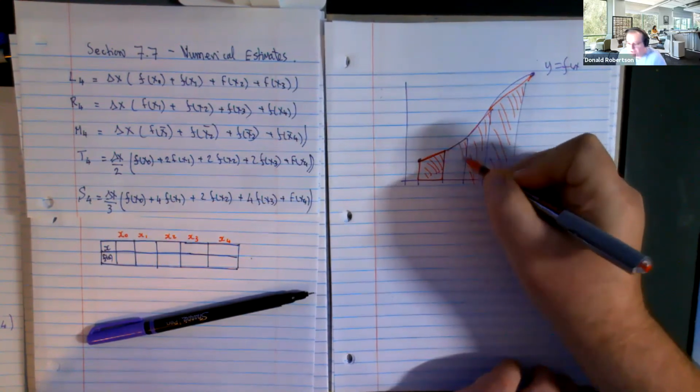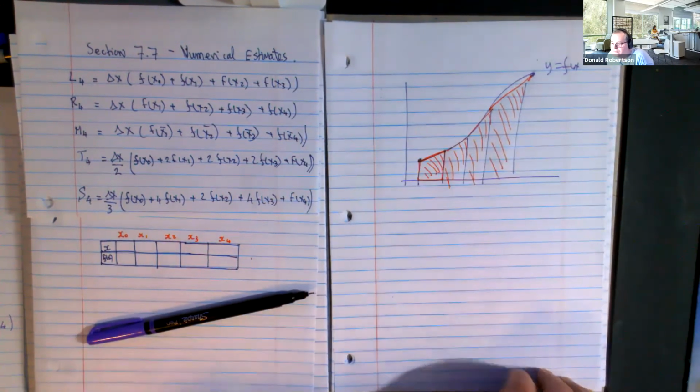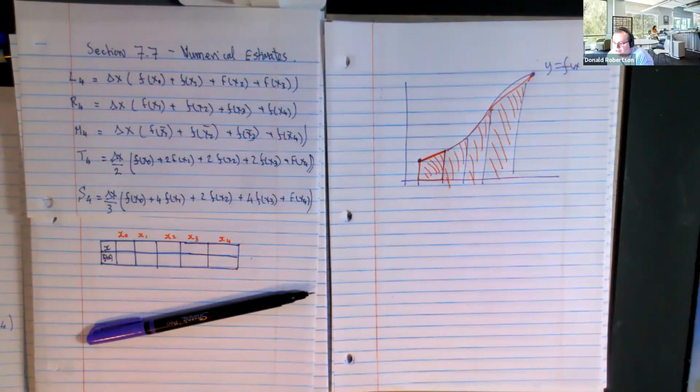But isn't it better than a rectangle? So a trapezium shape is a better estimate than using rectangles. That's essentially what that says. Now, what's next? Simpson's rule.